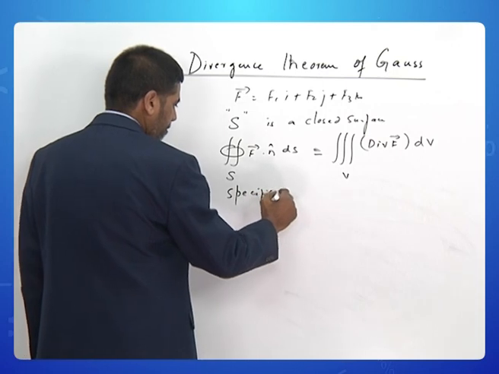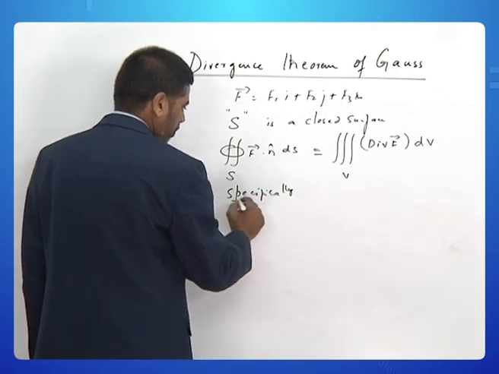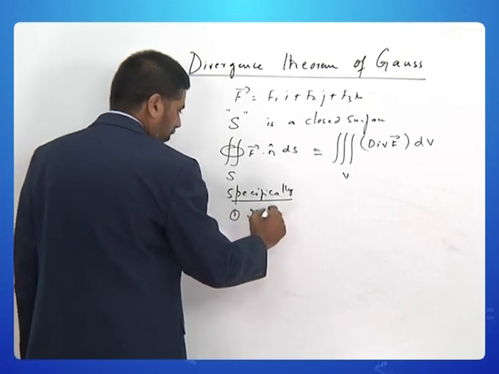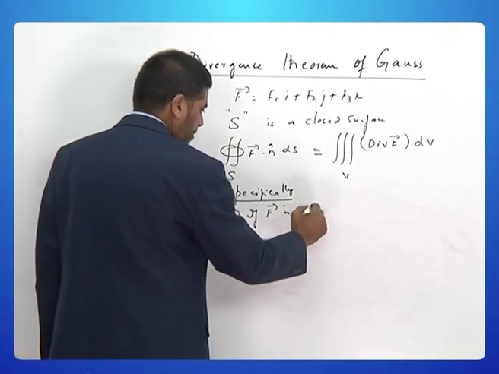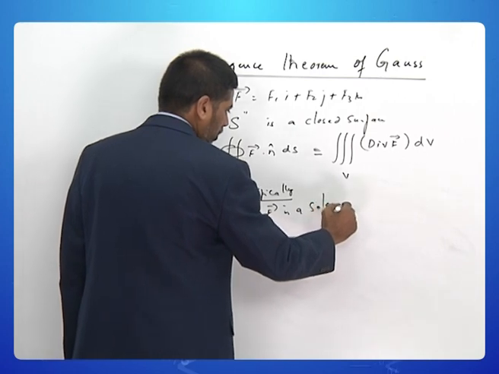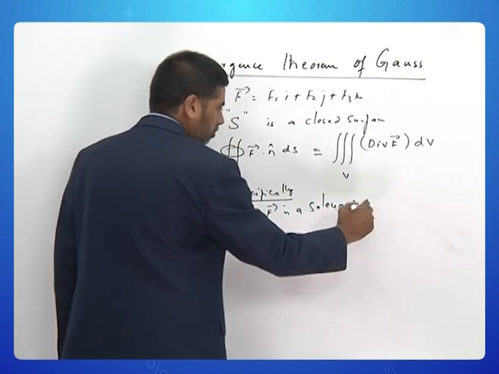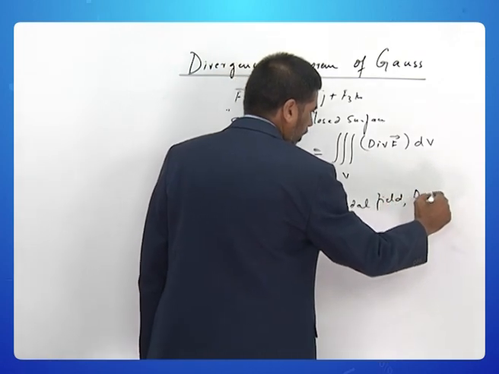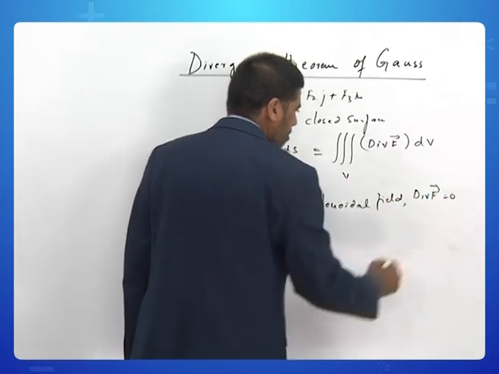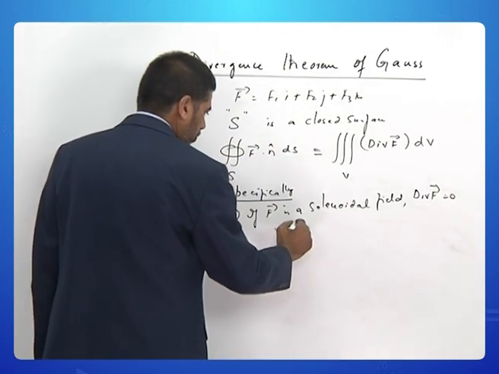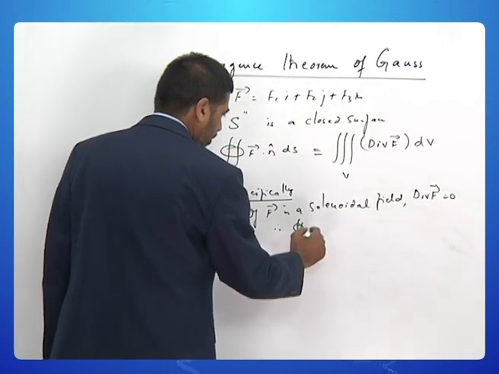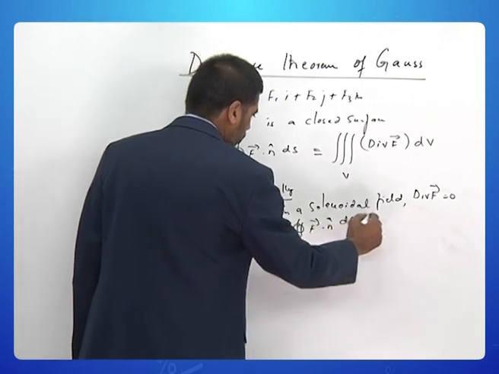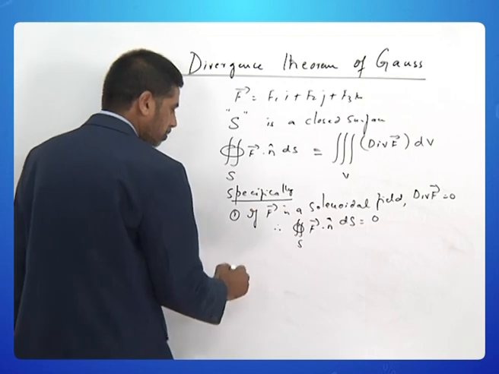Specifically, if F is a solenoidal field, divergence F would be 0. Therefore, the closed surface integral F dot n cap dS would be 0. This is one of the simpler situations.